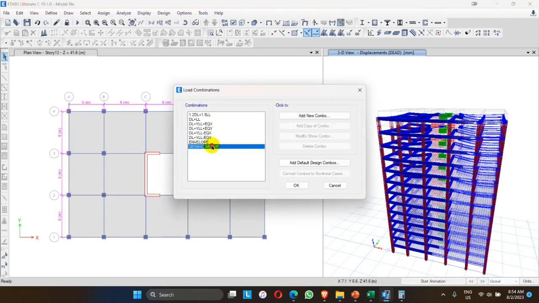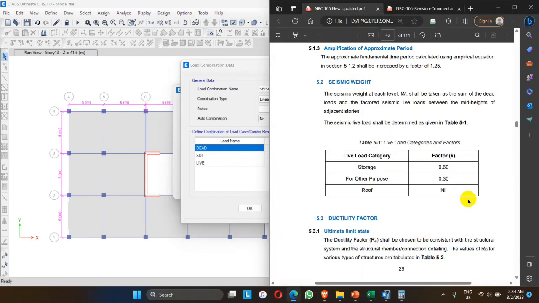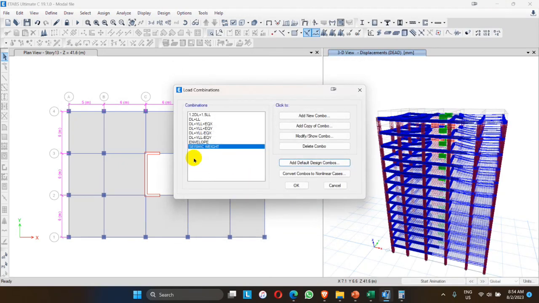So let me go to seismic weight. If we make the seismic weight combination like this, dead load plus 0.3 live load, which is given by our code here, then we got the same value. So it is easier and it saves time in the calculation of the seismic weight. So we check the value by both ways.